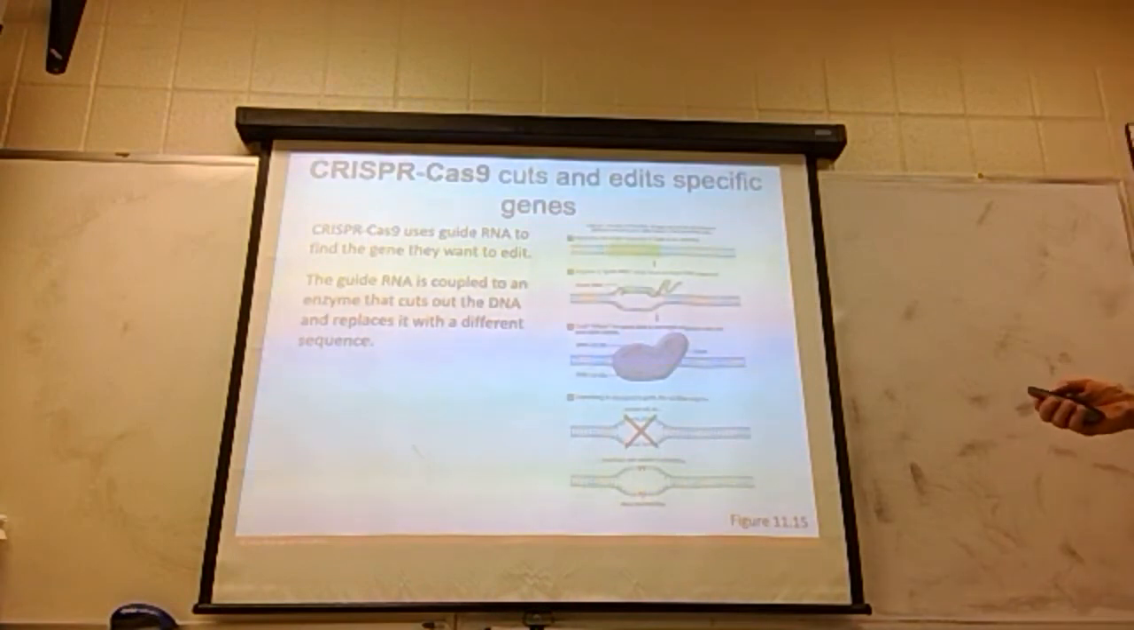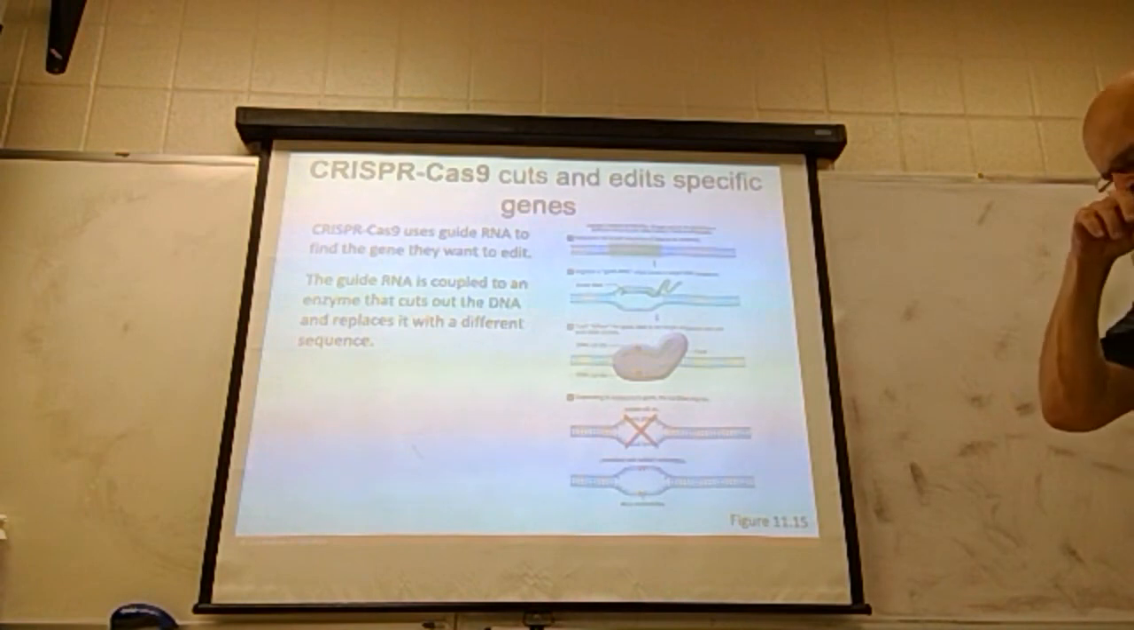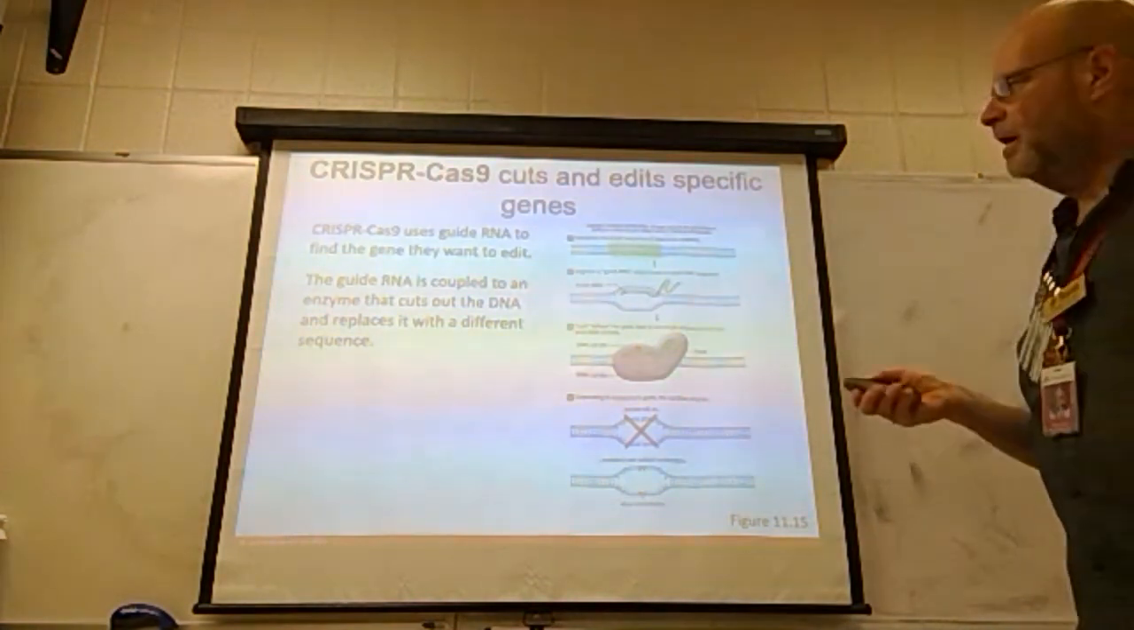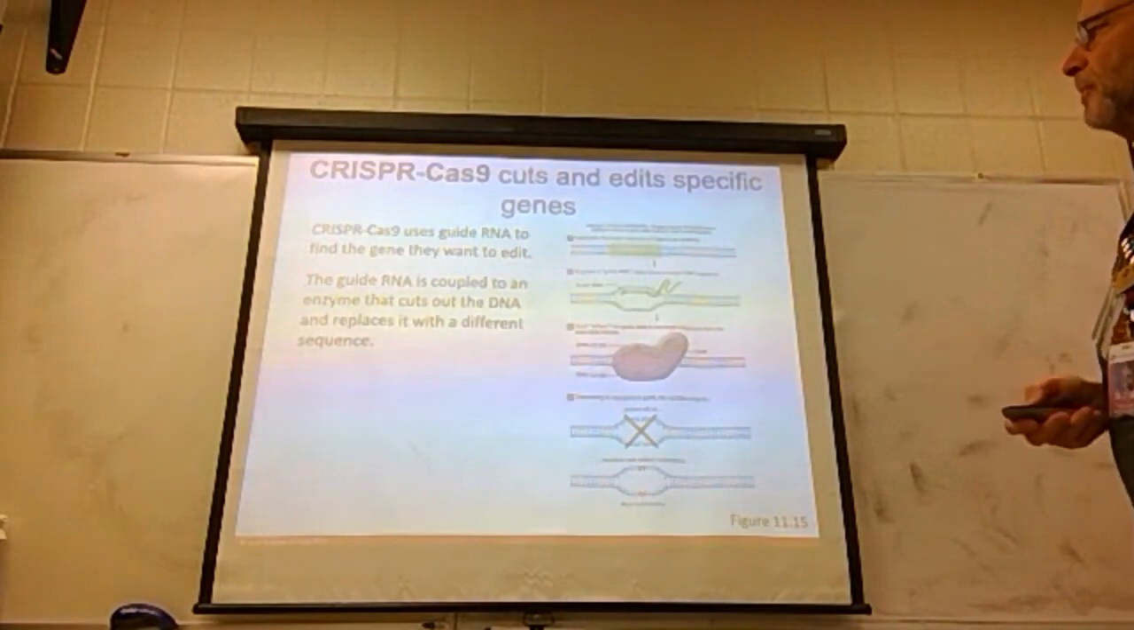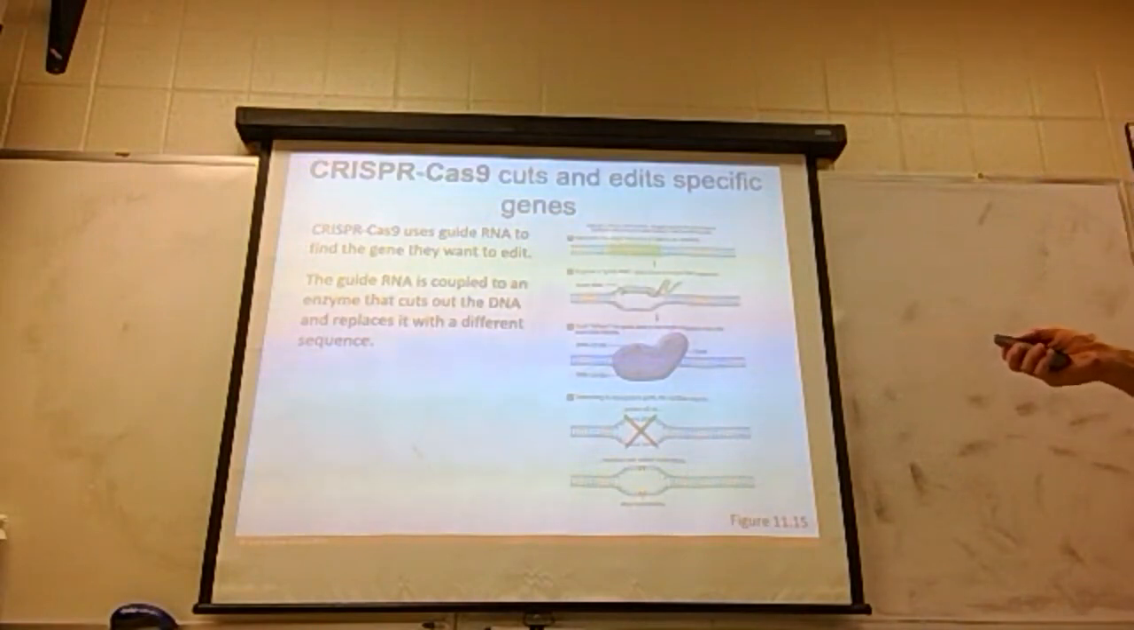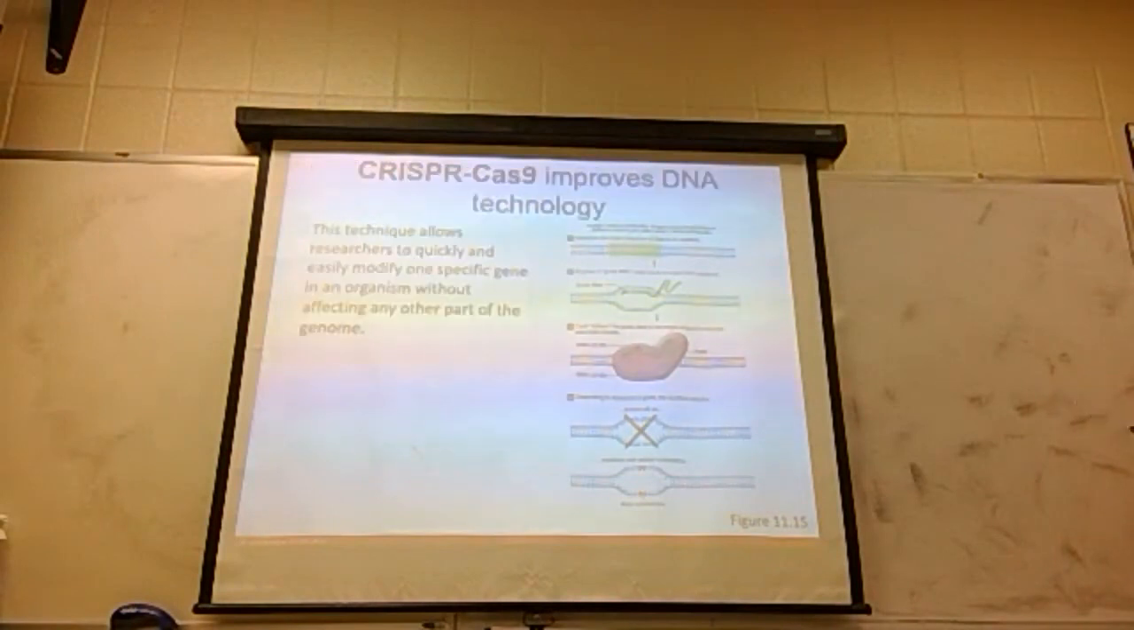CRISPR is a way of cutting genes and editing specific genes. You will see lots of things about it as you read, especially those of you who are heading into more advanced biology classes. If you take a genetics class, you will learn about CRISPR. But basically, it determines a segment of DNA, opens that segment, and produces the new protein. Then it turns it off, or it can insert something in there, so the system will stop. The technique allows researchers to quickly and easily modify one specific gene in an organism without affecting the other parts of the genome.